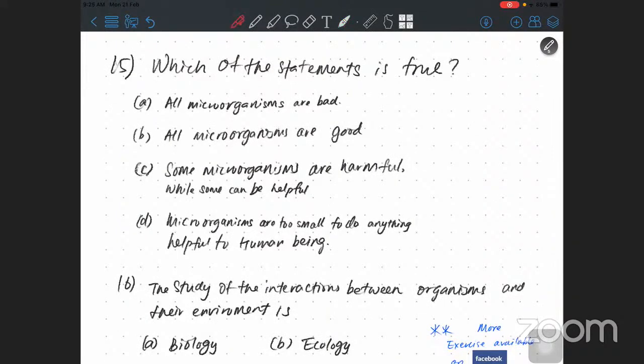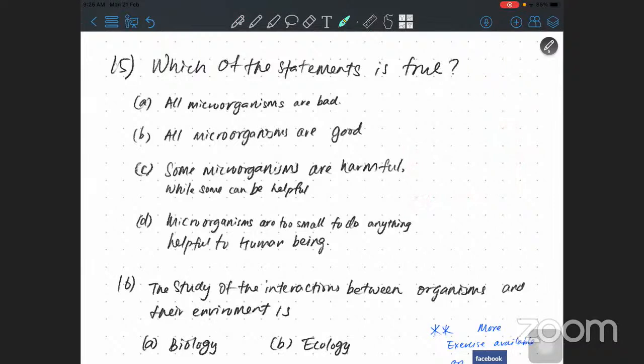Okay, which of the statements is true? All organisms are bad. Oh, all. Can you see everything? Bad. All bad. Or B, all organisms are good. They are all good. Some organisms are harmful, while some can be helpful. Yes, I think this is true, right? Some are good, some are bad.